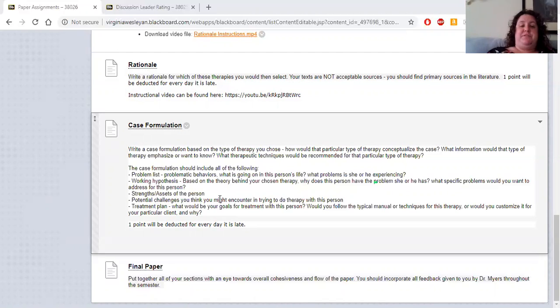Strengths and assets of the person. Think about the case study worksheets we've looked at throughout the semester. Where are the strengths and assets for that person? What are the good things they have? For some of you, this will be hard, right? Like you've got serial killers, but think about it, probably they're charming. Maybe they've done well in their career. Maybe they're intelligent, right? Assets you can draw on to try to make therapy successful.